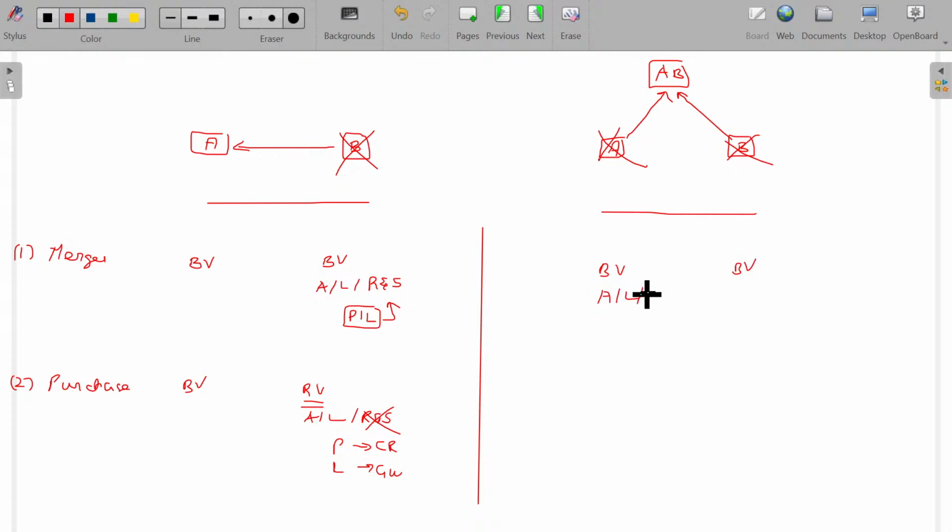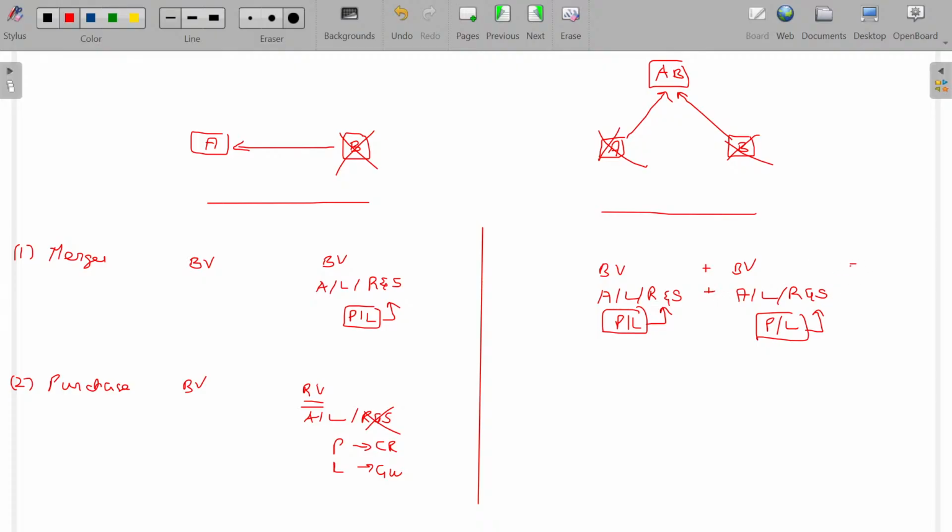Assets, liabilities, and reserves and surplus should be maintained. And under this model also, assets, liabilities, and reserves and surplus will be maintained. If there is any profit or loss, that profit or loss will be adjusted only in the reserves and surplus. Here also in the reserves and surplus. Okay. Ultimately, it's line by line addition.